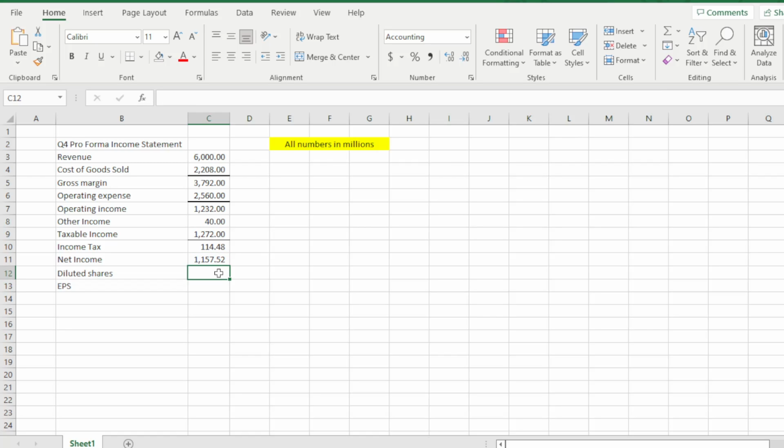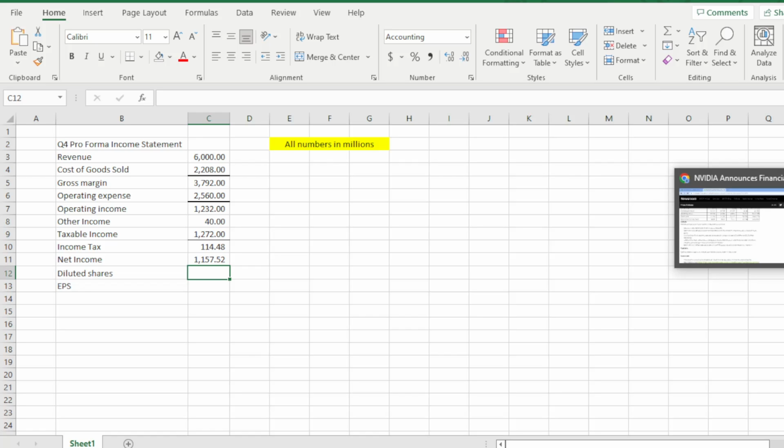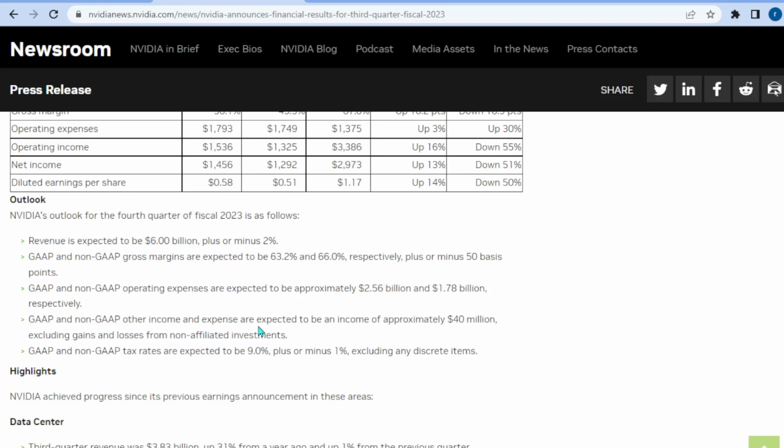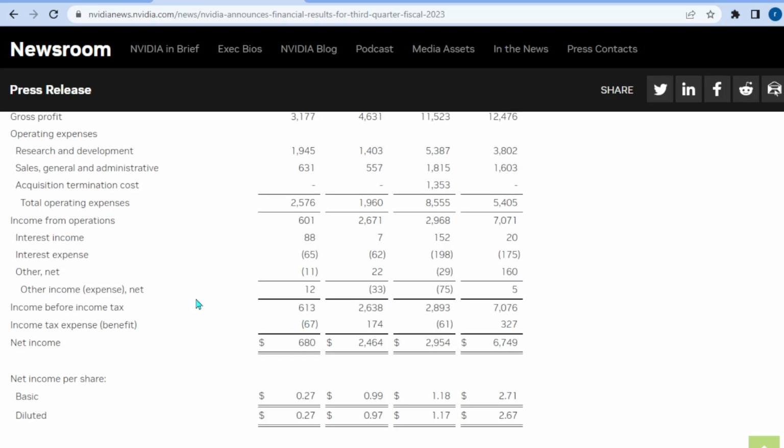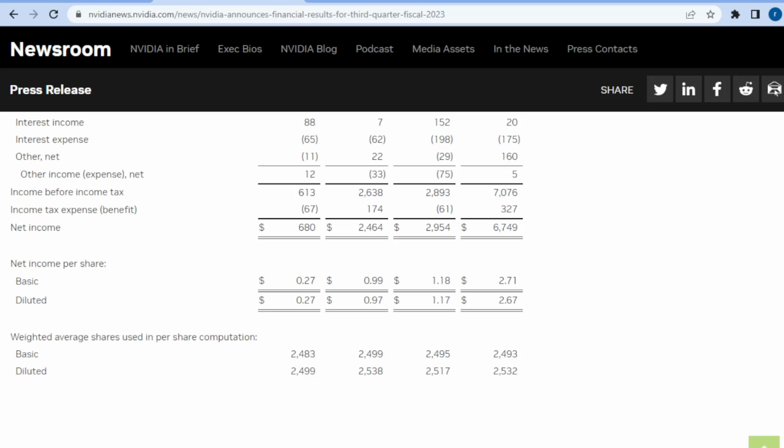So what about this diluted shares portion? If we want to calculate earnings per share, we're going to need to know this. So here's what we can do. We can go ahead and look for the income statement. And it says right here, the diluted shares is 2,499,000,000. So we don't necessarily know what the diluted shares are going to be for the next quarter, but we can make this assumption and just use the same amount and assume that it's not going to change a whole lot. So that is one assumption that we're making right there.